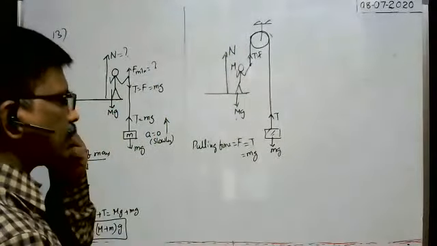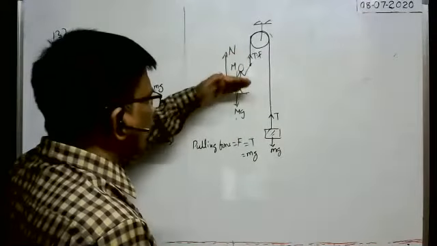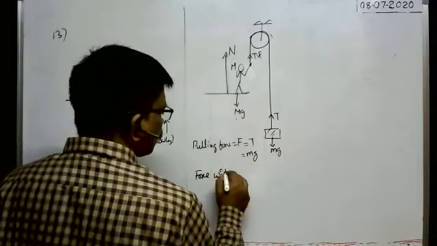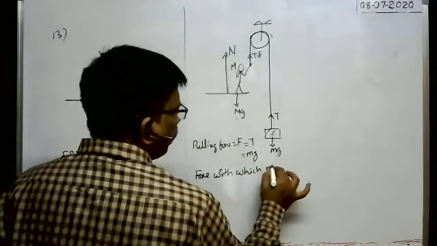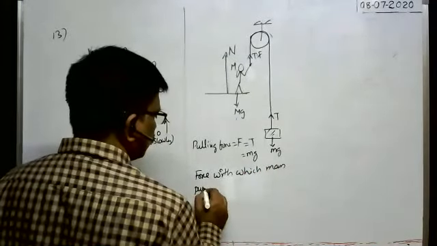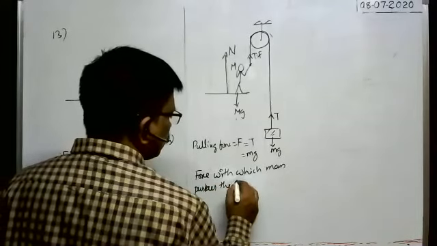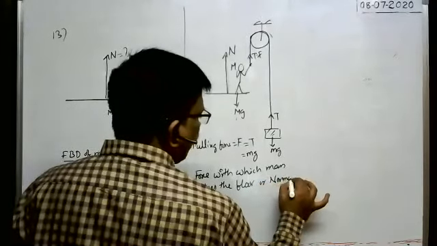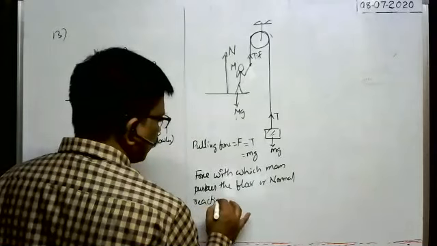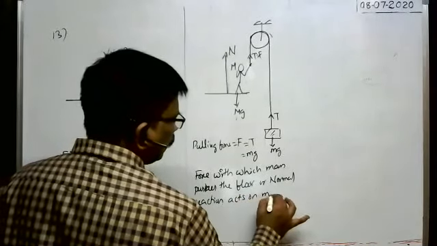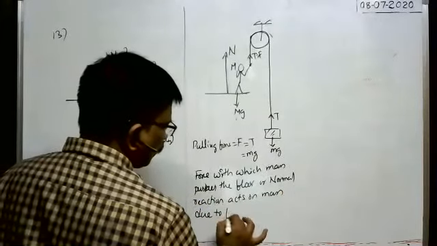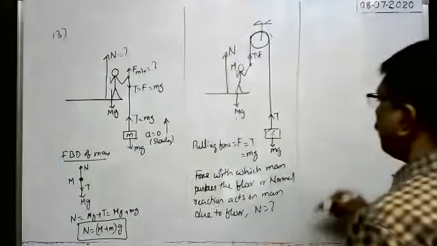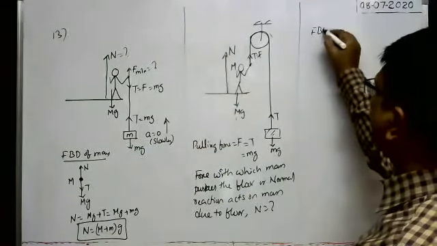What is the normal reaction in this case? Or what is the force with which the man pushes the floor in this case? The force with which the man pushes the floor, or the normal reaction acting on the man due to the floor. N is equal to question mark. That is our aim. Tell me, take the free body diagram of the man.